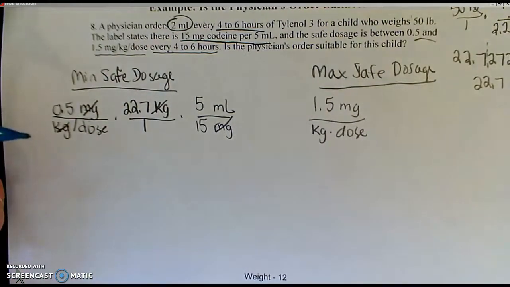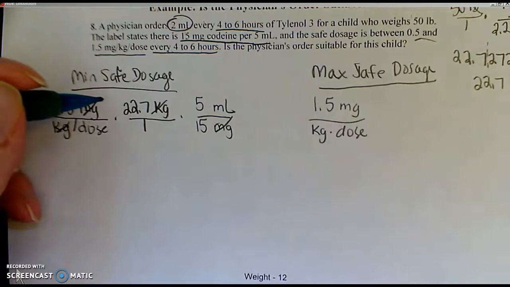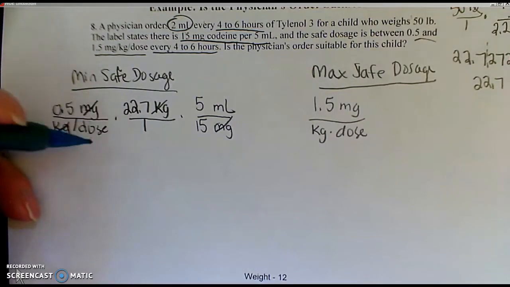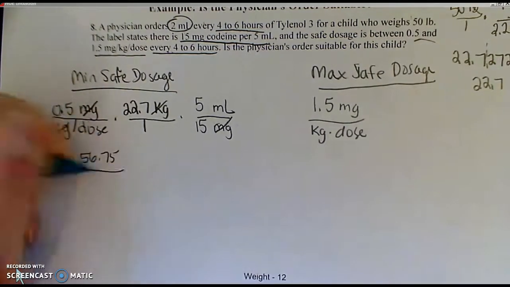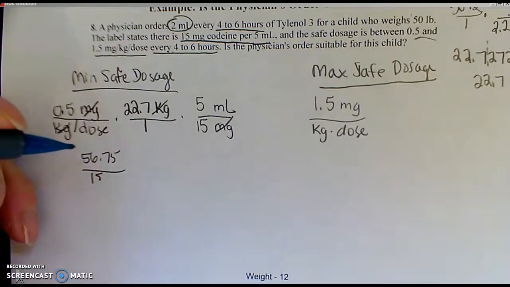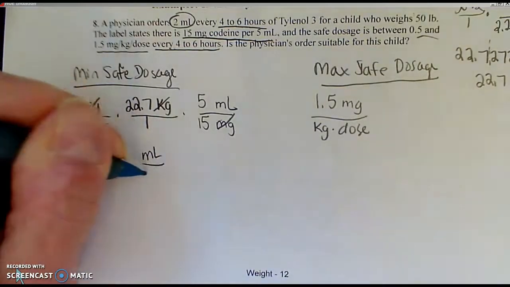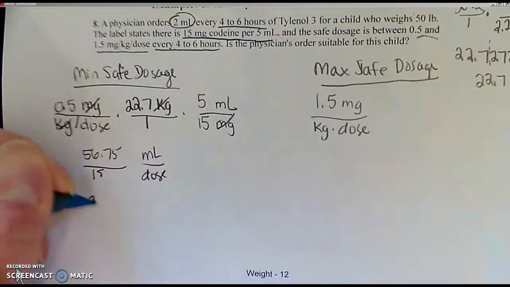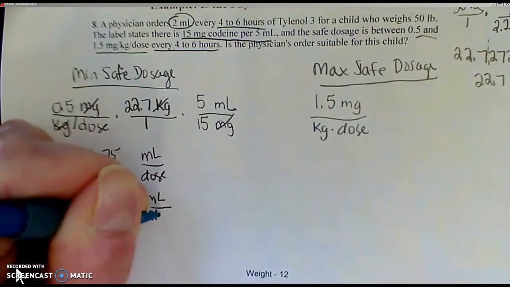So it's 22.7 times 0.5 is 11.35. Multiply by 5, and that gives me 56.75 in the top. And in the bottom it's 15. So that gives me, and that's milliliters per dose, 3.783 repeating milliliters per dose.